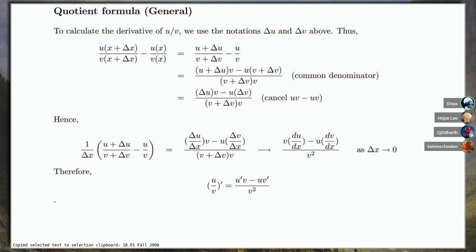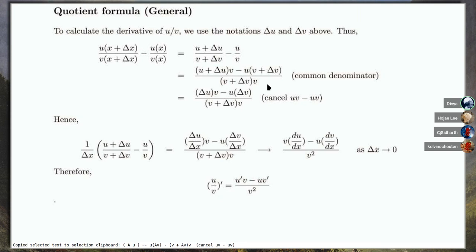What you're trying to do is find the derivative of u over v. So you have u of x plus delta x over v of x plus delta x, minus u of x over v of x, right? Which is just this in terms of notation. You evaluate the subtraction of fractions. You get this. You take things common, and uv and vu get cancelled. So you reach here, which is delta u v minus u delta v over v times v plus delta v.